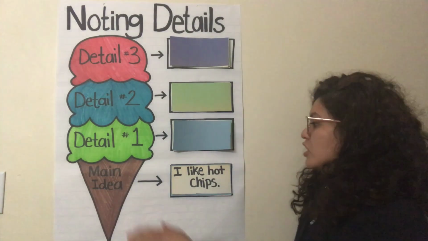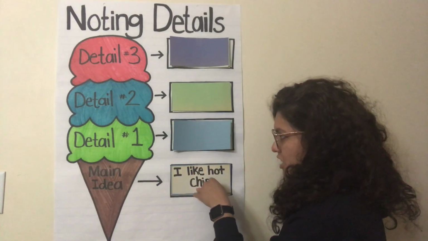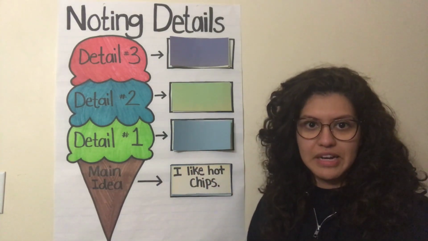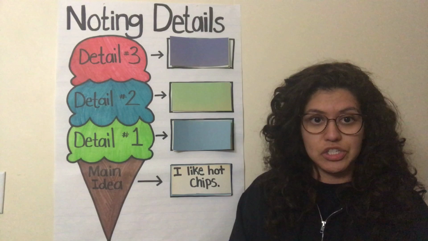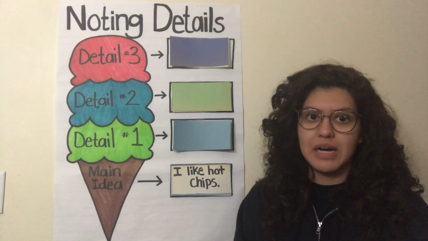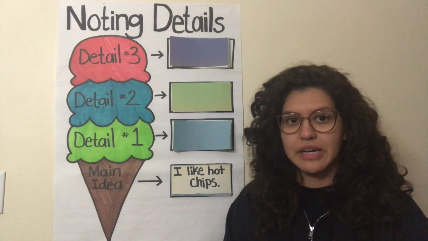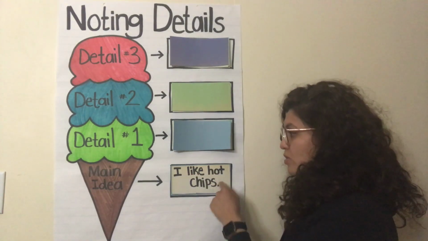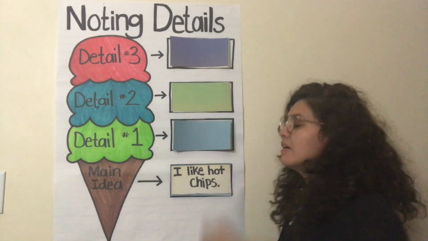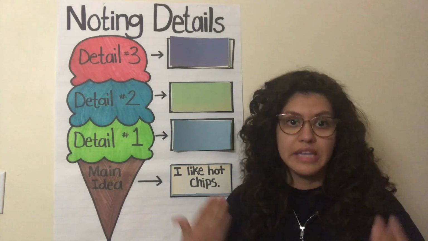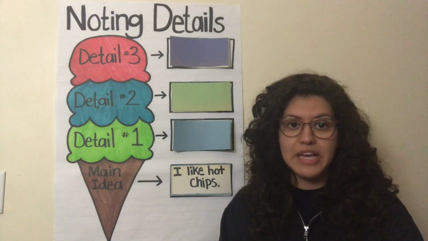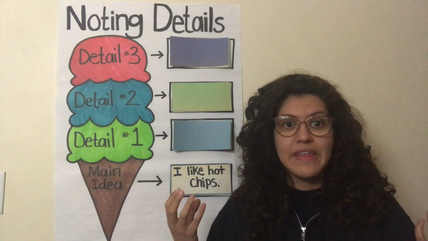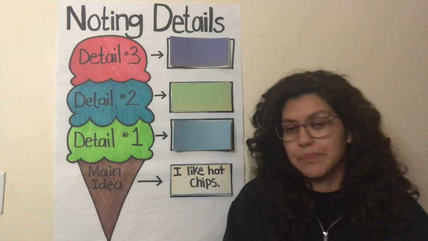So here's the main idea. The main idea is I like hot chips. How can I make that better? How can I give details about the hot chips? Because I'm not going to be talking about, for example, Doritos. I'm not going to be talking about, for example, just regular potato chips. I said here, hot chips. So every detail that I add up here has to be something that describes hot chips, that makes you imagine it a little bit more, that gives more information about what hot chips are.